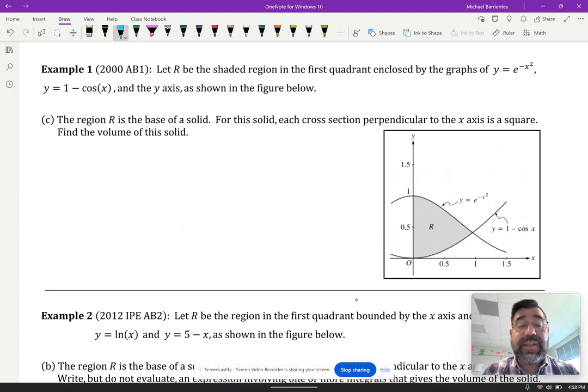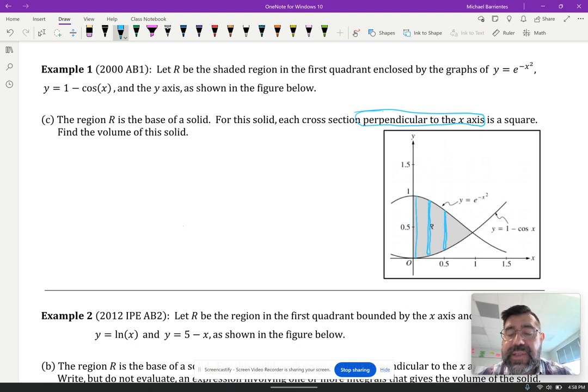For this solid, each cross-section perpendicular to the x-axis is a square. This is important because it tells me that we're going to make our slices in this direction. Now, you can see they're not the same shape. If I were to take a slice here, this would be smaller than a slice here, which would be smaller than a slice here. I'm just showing you where and how I would slice it.